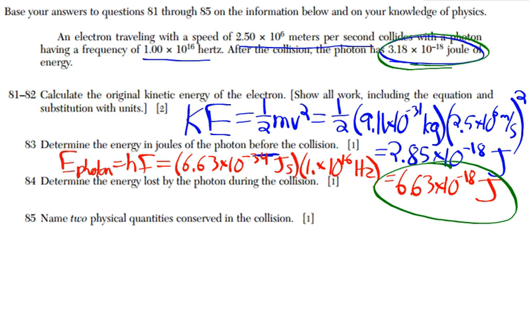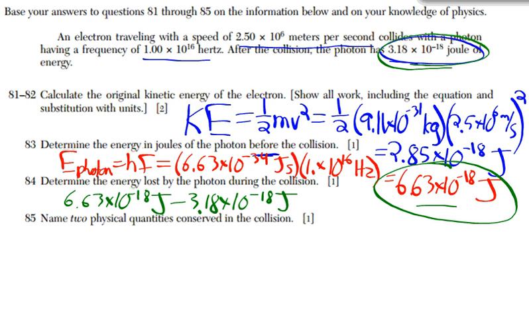If you got number 83 wrong, you would still just subtract your answer for 83 minus the 3.18 times 10 to the minus 18 joules, and you would still get full credit for this one. So all we're going to do is subtract them. 6.63 times 10 to the minus 18 joules minus 3.18 times 10 to the minus 18 joules. We get 3.45 times 10 to the minus 18 joules.